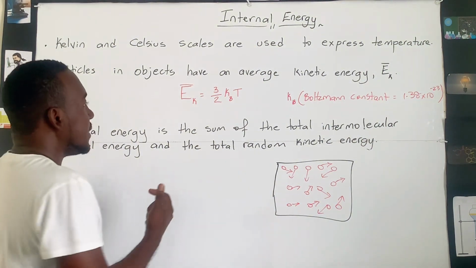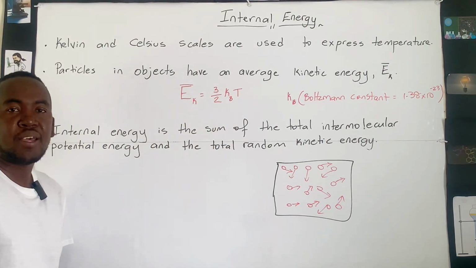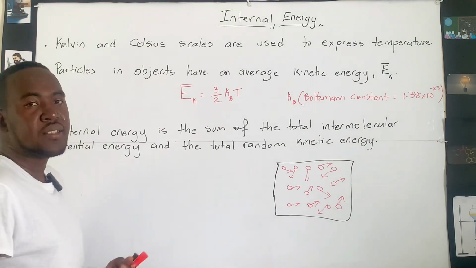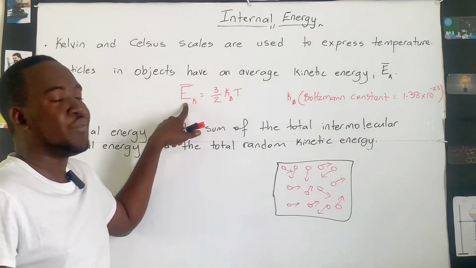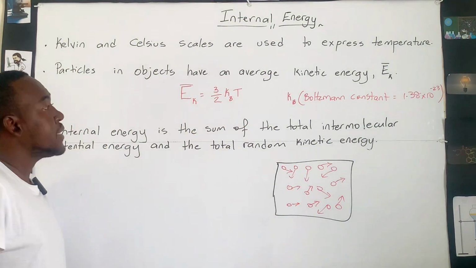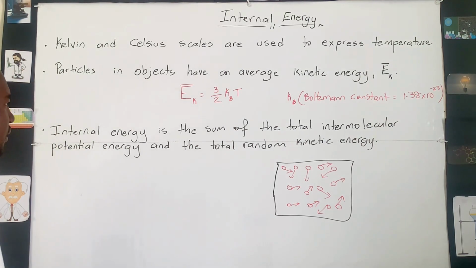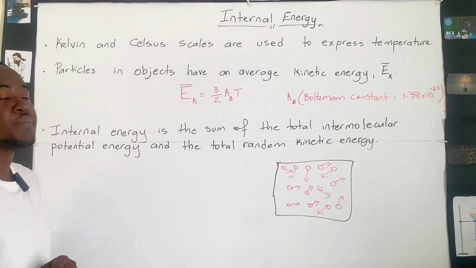Because now we see that kinetic energy is affected by the temperature. So if we have a high temperature, that's telling us that the object has a high kinetic energy. If we have a low temperature, then that means the particles in the object have a low kinetic energy. So what exactly is internal energy?